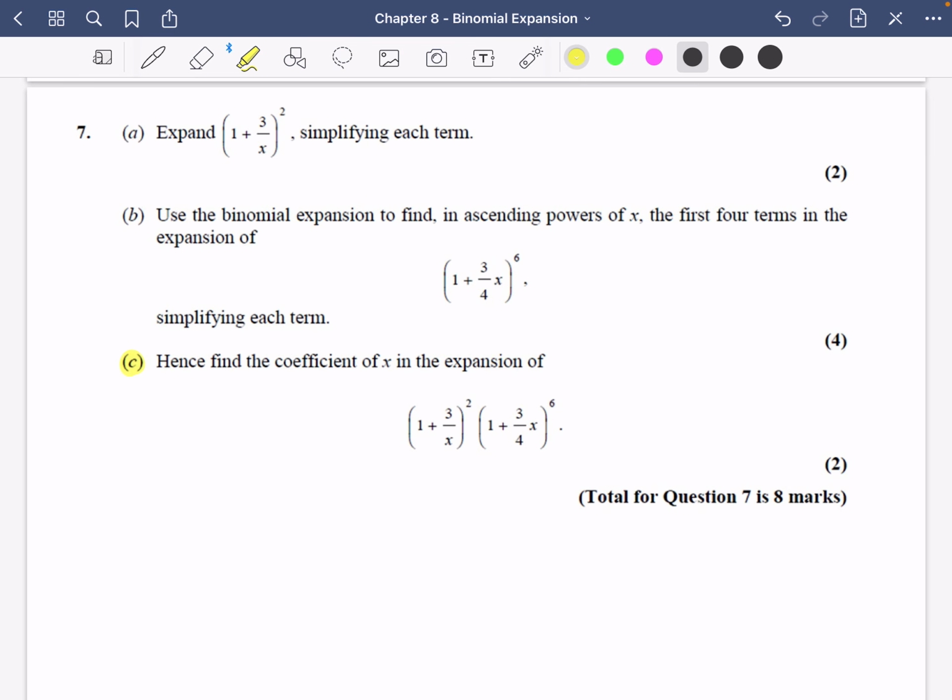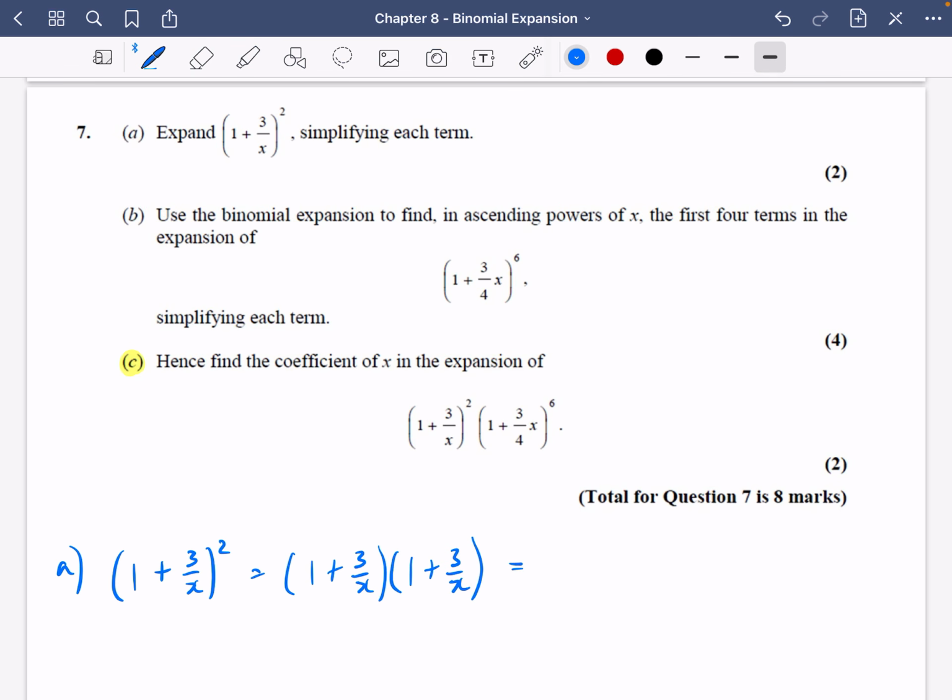So let's have a go at doing this. Now this first part, this is not going to be binomial. I mean, you could do it binomial if you want to, or you could just expand the double brackets. I guess if I saw this, I probably would just do the double brackets. I'd probably just think to myself, this squared is the same as doing 1 plus 3 over x, 1 plus 3 over x. But you could just do binomial as well.